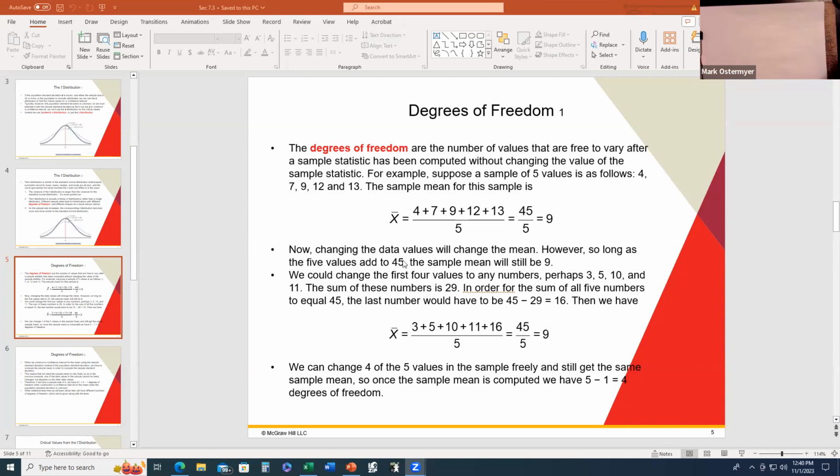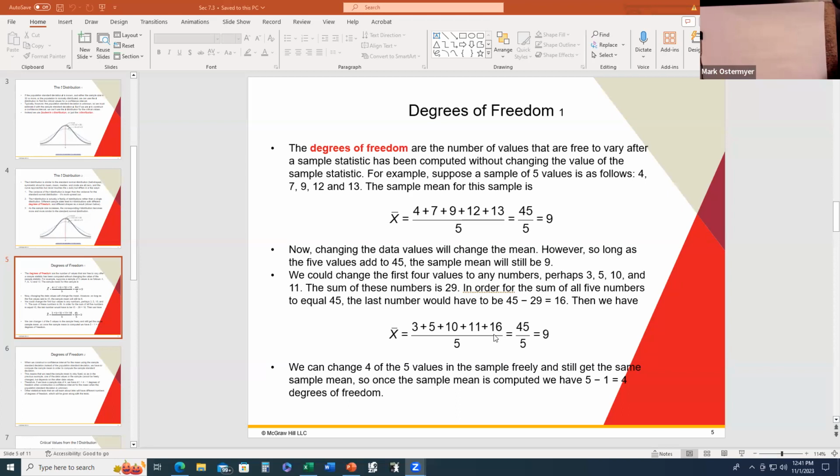Now, changing the data values will change the mean. In other words, if I was to change any of these 5 observations, that's going to affect the value of the mean. However, so long as the 5 values add to 45, the sample mean will still be 9. For instance, we could change the first 4 values to any number, perhaps 3, 5, 10, and 11. But ladies and gentlemen, if we prescribe certain numeric values for the first 4 observations, then that basically forces the last observation to take on a specific value in order for the sum to be 45, in order for the mean to be the same.